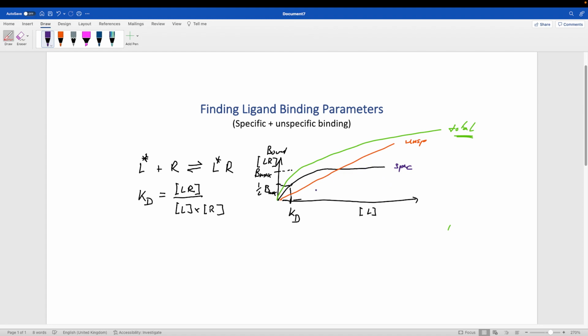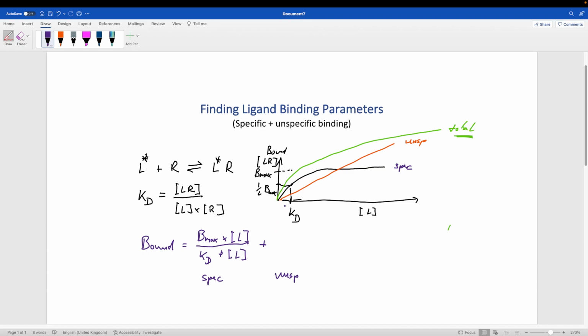How can we put that into a model? Well, we know the shapes of both curves, so we can say bound, that is our ligand receptor concentration, equals. Now let's put the specific binding together. That would be Bmax times the ligand concentration divided by the KD plus the ligand concentration. That is the specific part. But we also add the unspecific part, the unspecific binding.